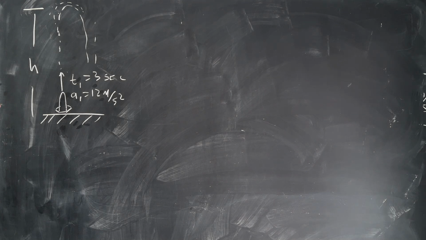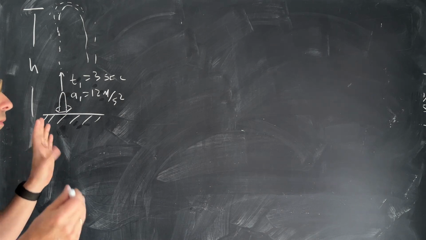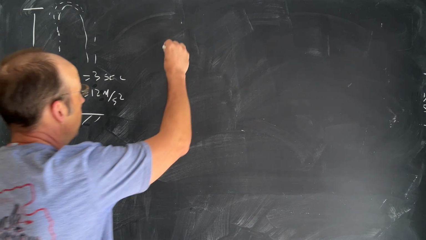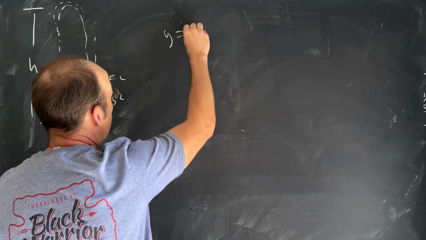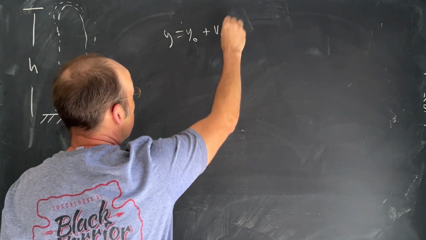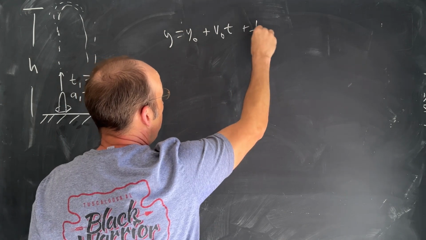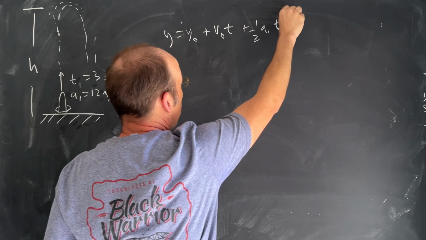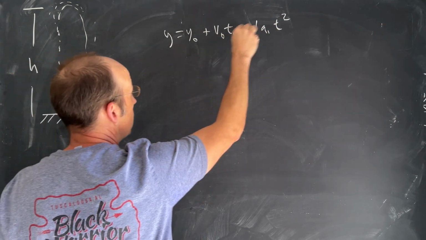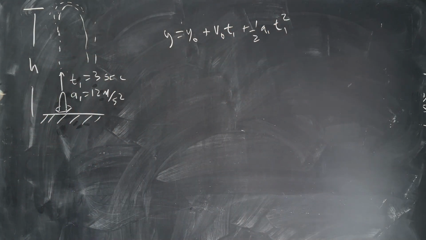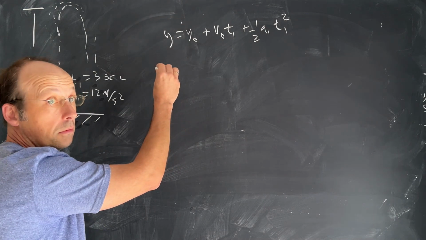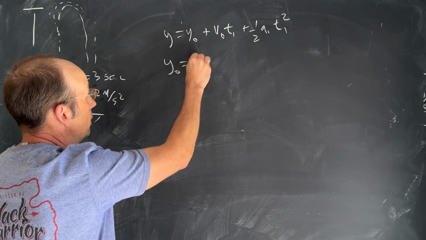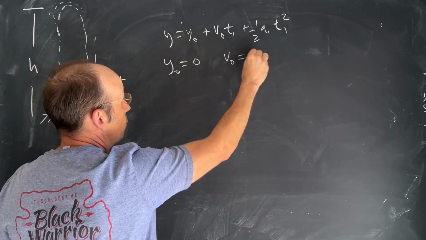So let's just start. How high does it go? Well, the first thing I would say is y equals y0 plus v0 t plus 1/2 a1 t squared. And we'll call this t1, the time it takes to move. It's going to start at y0 equals 0, and v0 equals 0.